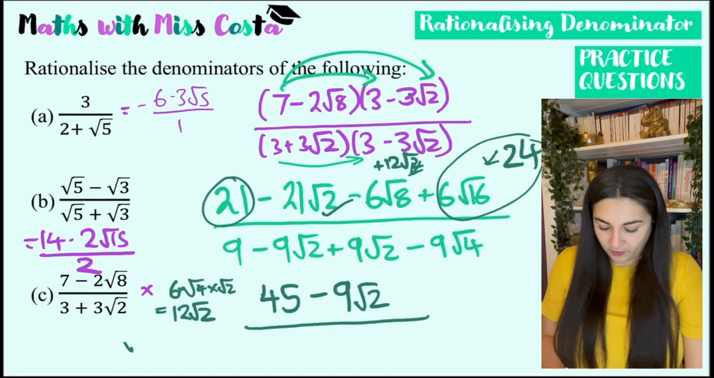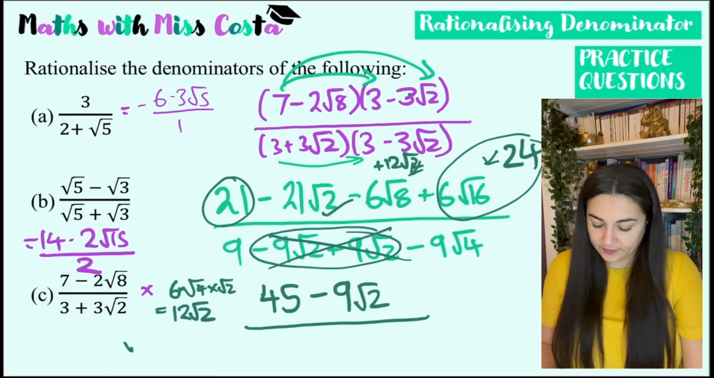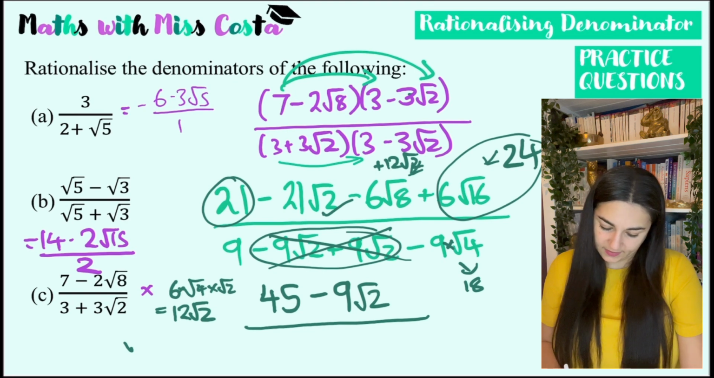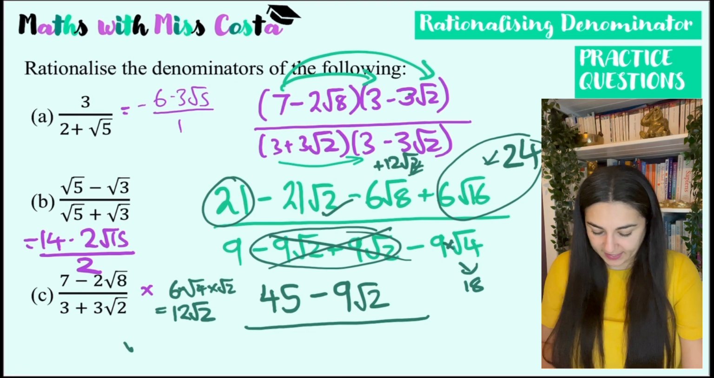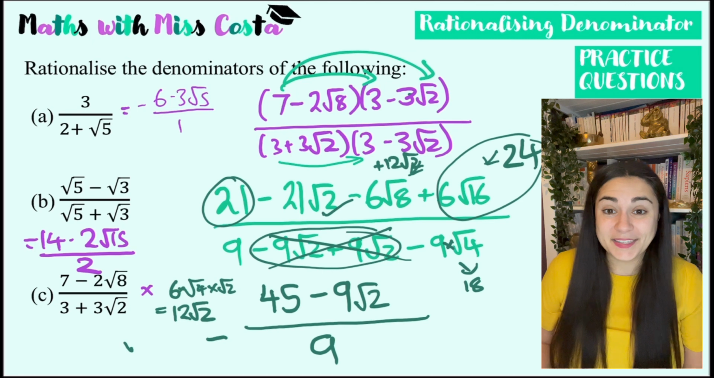So I've simplified the top, and then over here we know the middle two terms are going to cancel out, and 9 times root 4 is 18, because 9 times 2 is 18. So 9 take away 18 is, hold on a second, yeah, 9 take away 18 is -9, so once again the whole thing becomes negative. So that's how you do that.